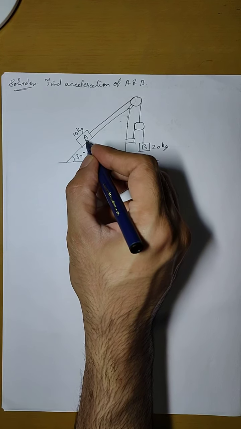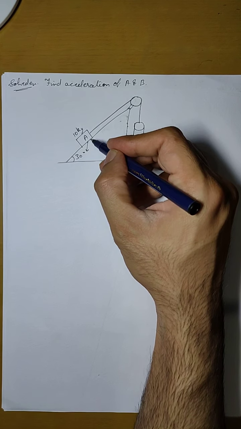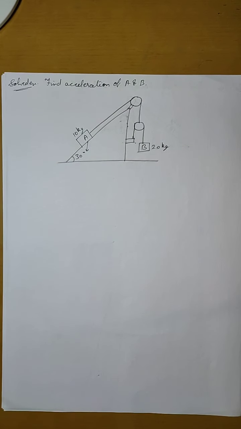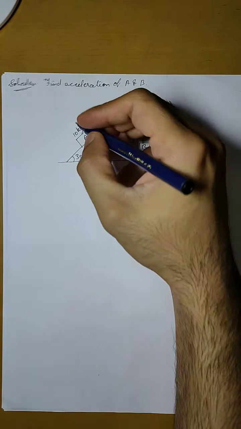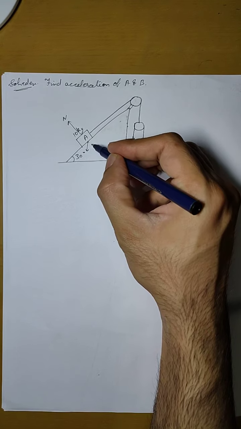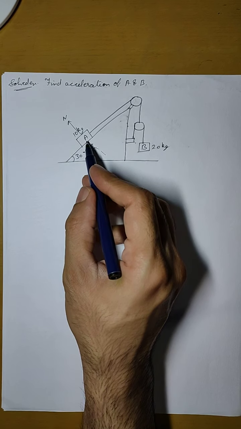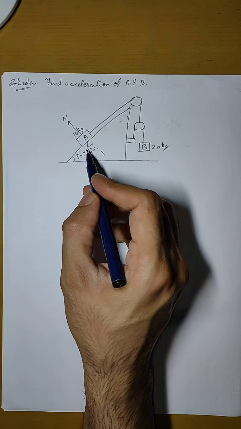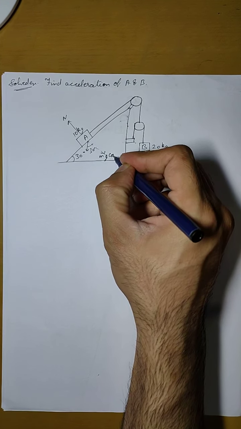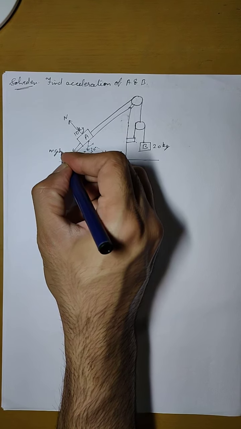Now the weight of A will be in this direction, but the normal reaction which is offered by the surface is perpendicular, it is always perpendicular to the surface. So it will be like this. Let us say it is N. Now this angle will be 30. So we can say that the weight of A we can easily divide into two rectangular components. One will be in this direction which is mg cos 30 degree, and the other will be in this direction with mg sin 30 degree.